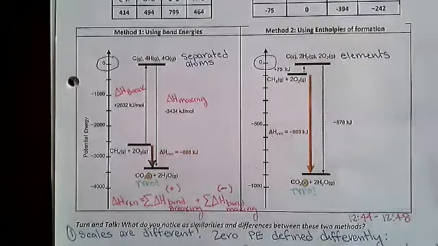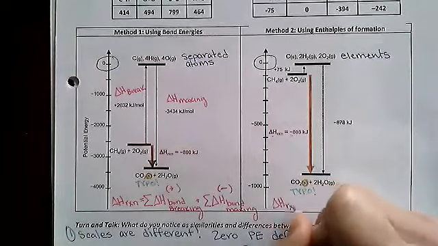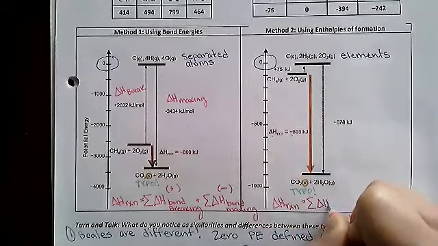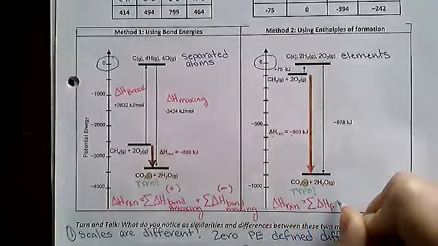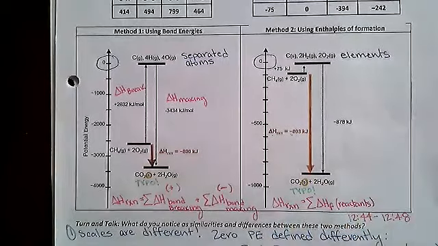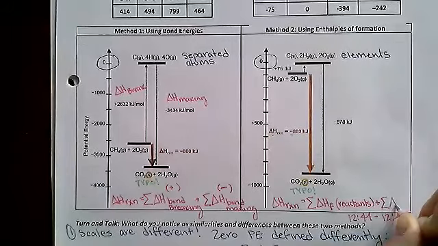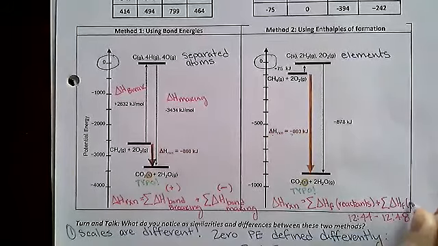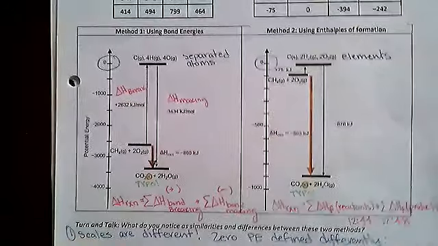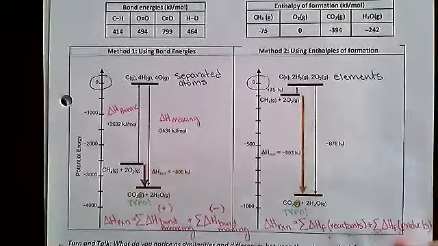When it comes to enthalpies of formation, it's really similar. The heat of reaction is going to equal summing up the delta H of formations for the reactants plus the sum of the delta H of formation for products. I'll erase the time, that was just for me to keep track.